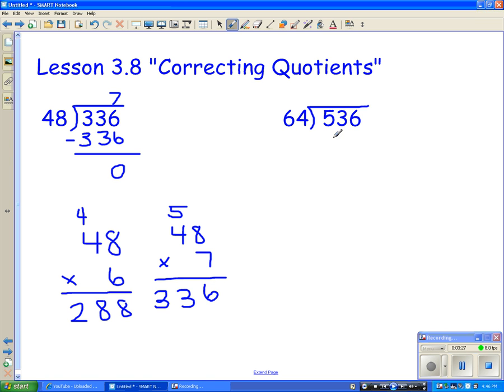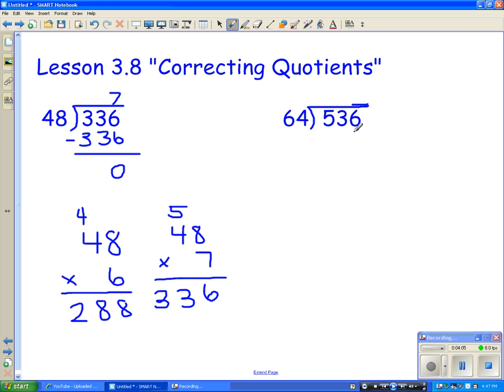Let's look at another example. 536 divided by 64. When I first go to divide, I need to figure out what place my first digit of the quotient belongs in. And I can tell by looking at this number that it goes in the ones place. So now I'm going to guess and use compatible numbers to help me. I look at 64 and think about that as about 60, and 536 is about 540. I know that 60 could fit into 540 about 9 times.